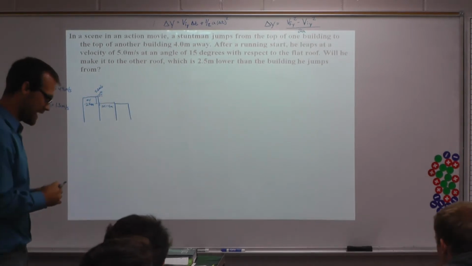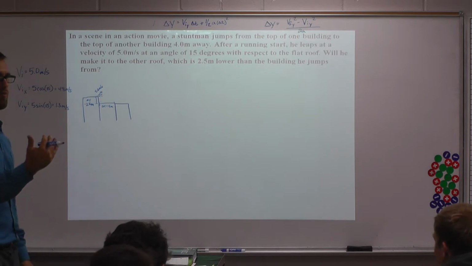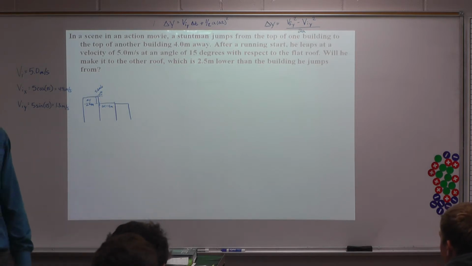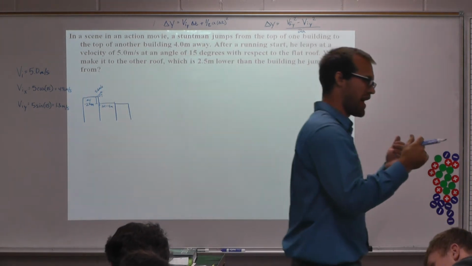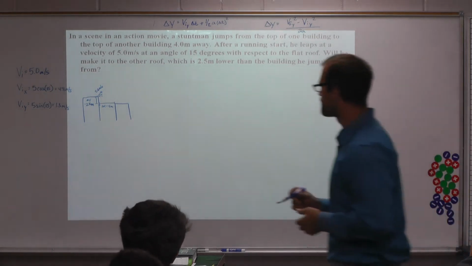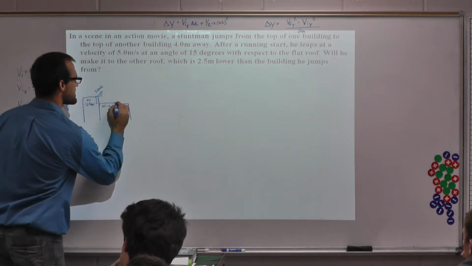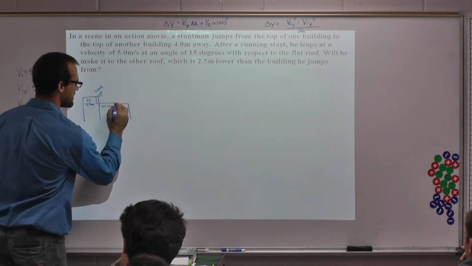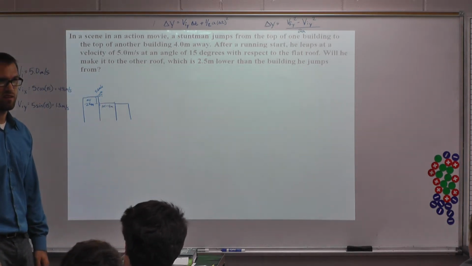Okay? Now, just like in that last problem, we identified a point in the curve, and we identified what that time was, and we can figure out the x or the y position of it. So here's what I mean. I want to know the time when he has cleared 4 meters horizontally.